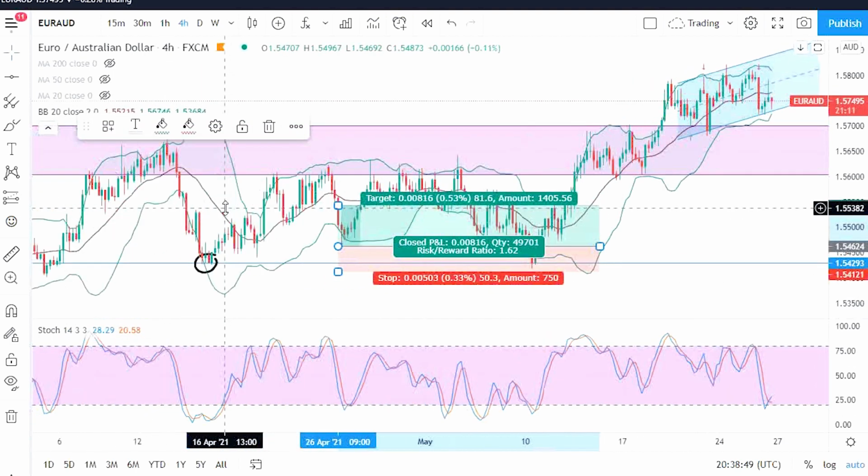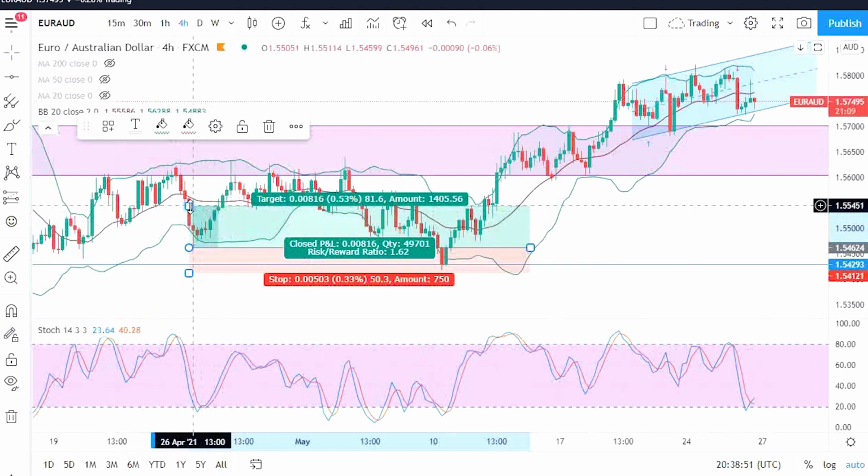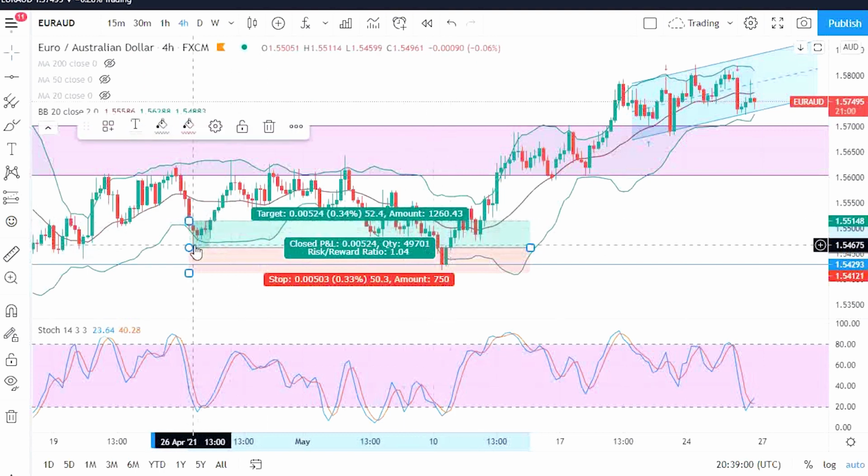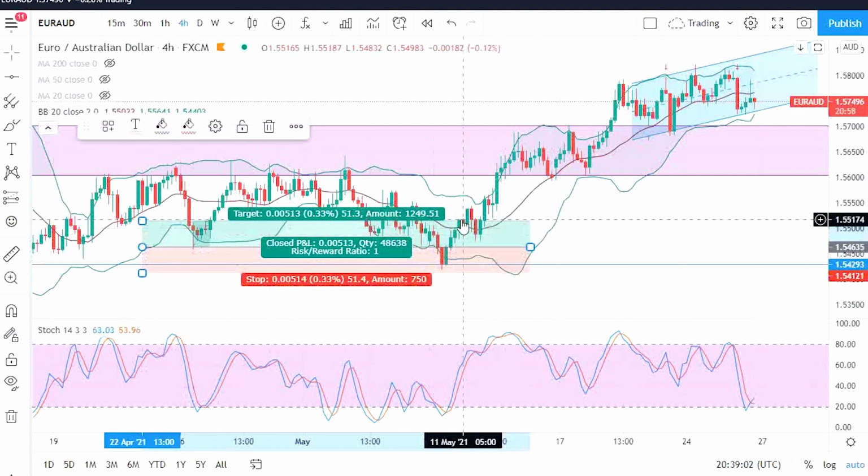Now TP1 is going to be 1-to-1 risk to reward usually. So that would put our TP1 there. And we would have gotten it. We would have gotten it right there perfectly at that candle. When we hit TP1, we're moving our stop up to entry.